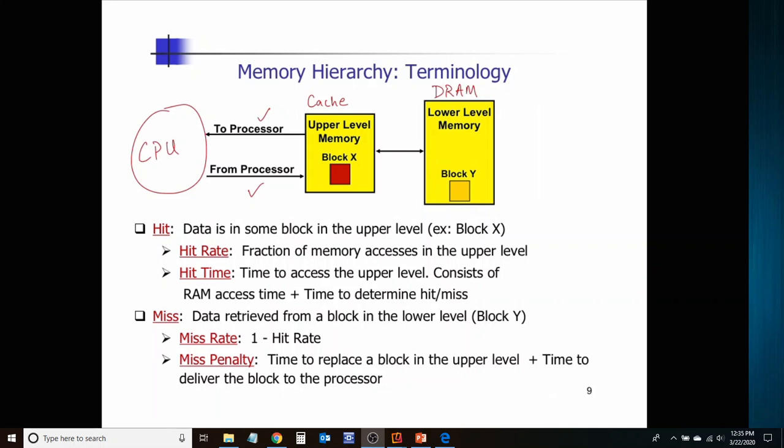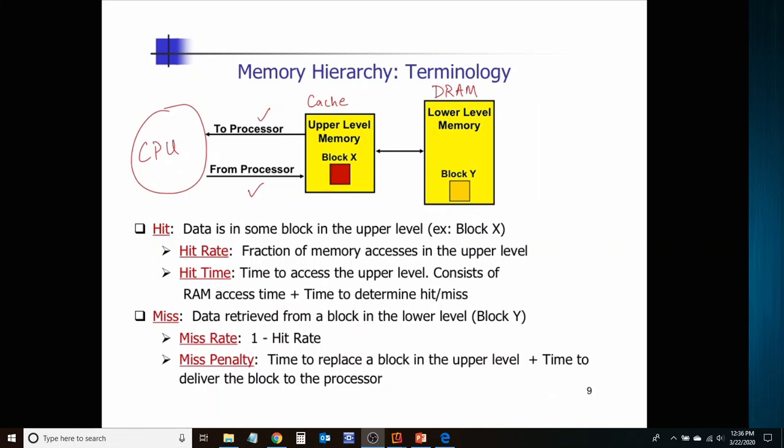Now let's talk about the terminology with respect to a hit and a miss. A hit is when the data is in some block in the upper level. If the CPU wants a particular block, and it is able to find it in the cache or the upper level, then that is considered a hit. The hit rate is the fraction of memory accesses, which includes reads and writes, found in the upper level. Ideally, you want this hit rate to be really high, 90%, 95%, 98%, as high as possible, so that you mainly interact with the cache and rarely have to go to the main memory. So that's the hit rate.